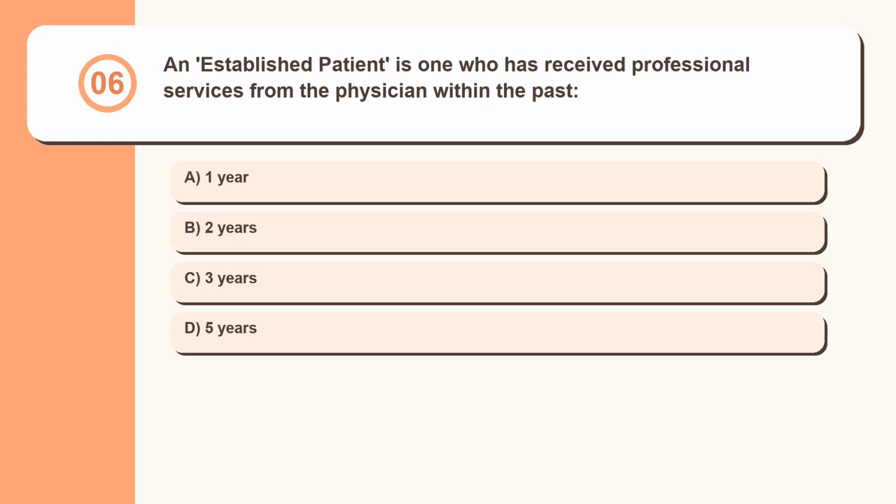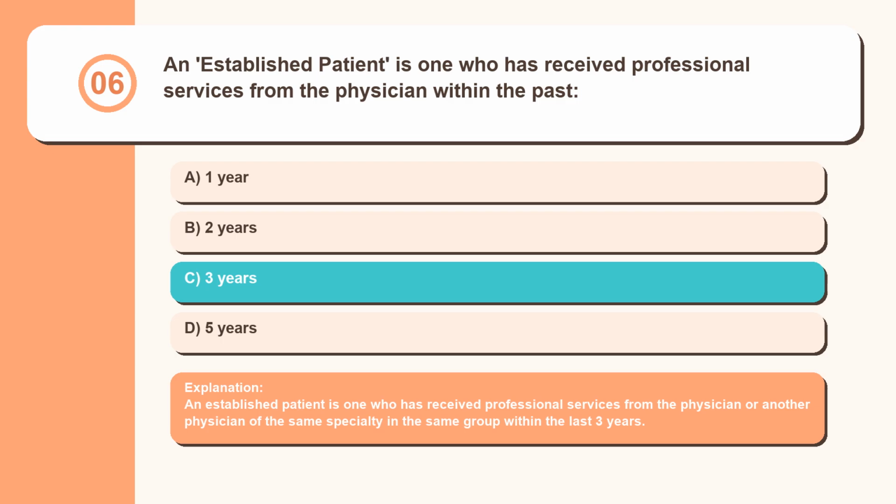Question 6. An established patient is one who has received professional services from the physician within the past 1 year, 2 years, 3 years, 5 years. An established patient is one who has received professional services from the physician or another physician of the same specialty in the same group within the last 3 years.